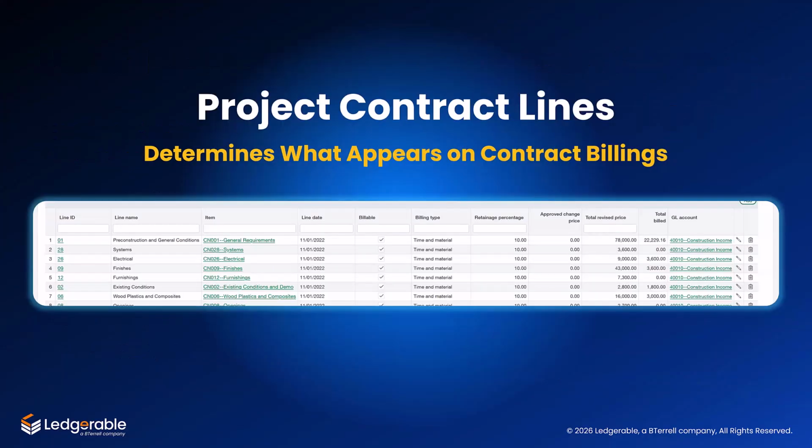Now let's discuss how GMP contracts are set up differently from standard T&M in Sage Intacct Construction. Recall that contract lines define the billing presentation and determine the schedule of work for a T&M contract. With GMP contracts, these records also determine the maximum amount or cap on billings for each contract line. The total revised price, represented in the highlighted column, reflects the effective GMP value for each contract line.